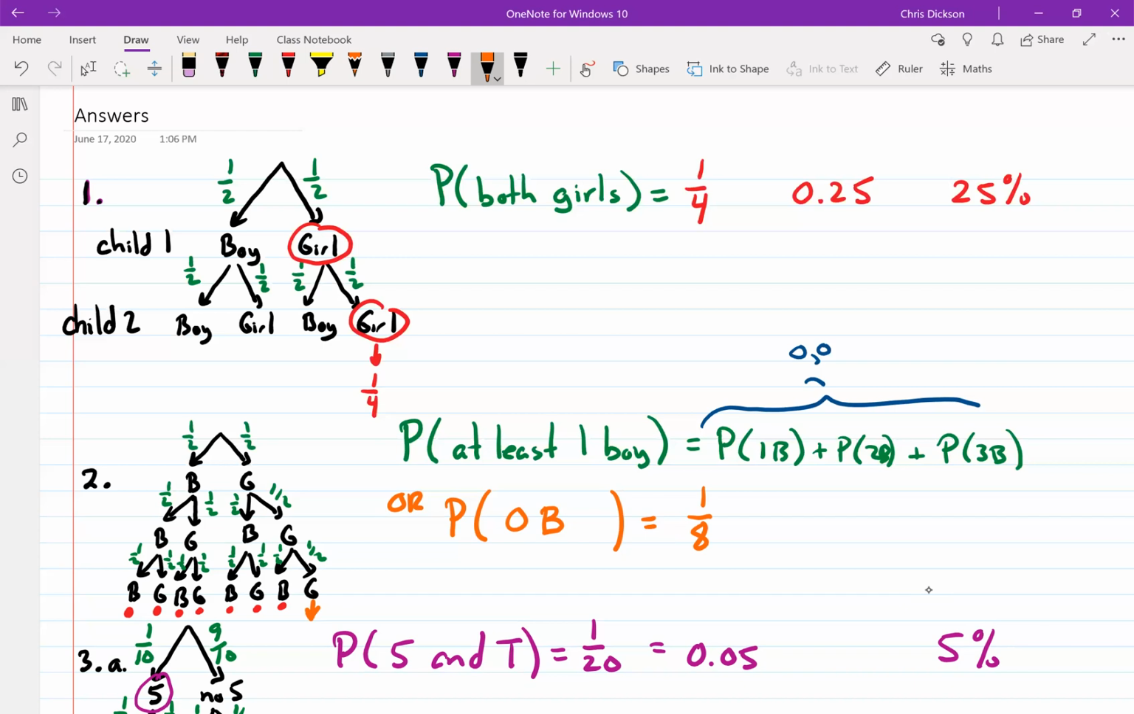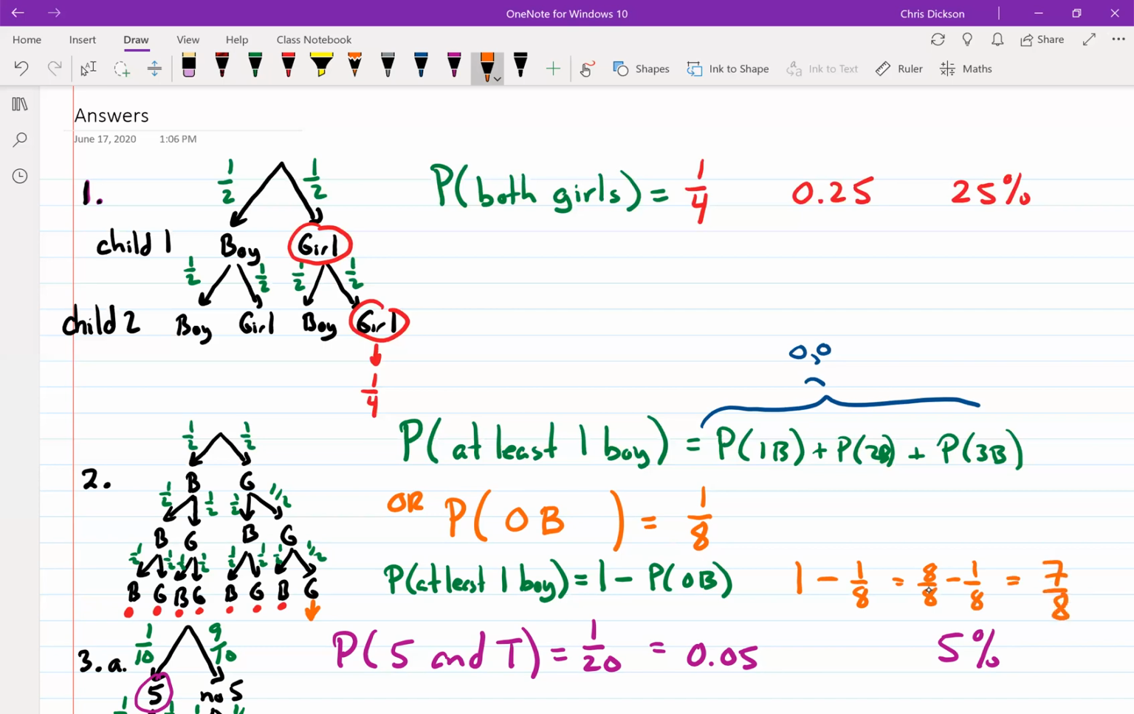Now what I'm going to do is look at the probability of at least one boy. That would be 1 minus the probability of having 0 boys, because 0 boys is the only group not included in the at least one boy group. So if I take 1 and minus 1/8, that's of course 8/8 minus 1/8, which is 7/8.